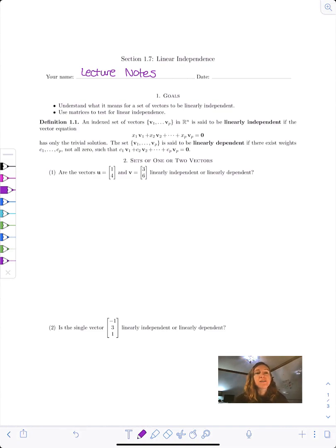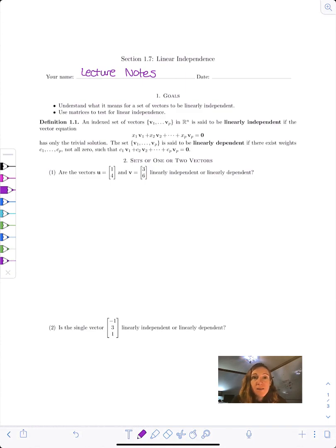So if we have a set of vectors, and this says indexed, what that means is just they have a number below them. So v1, v2, up through vp in this case, in Rn. So the number of vectors doesn't necessarily have to equal the dimension of the space, but remember the number of entries in each vector equals n. So these are vectors with n rows, n by 1 vectors, but there's p of them.